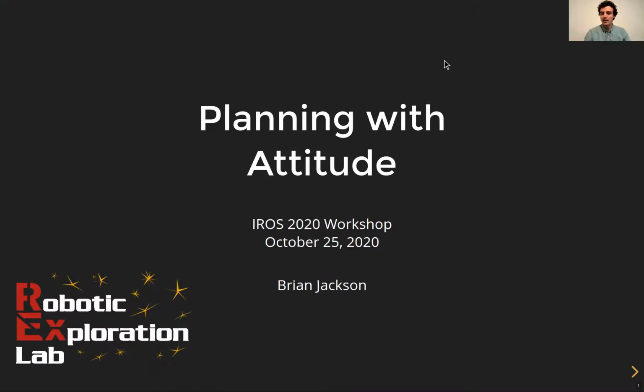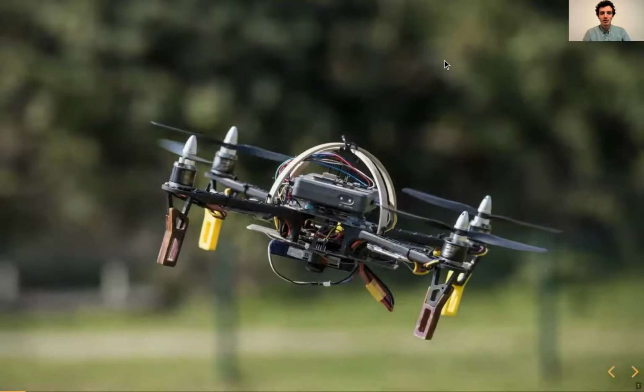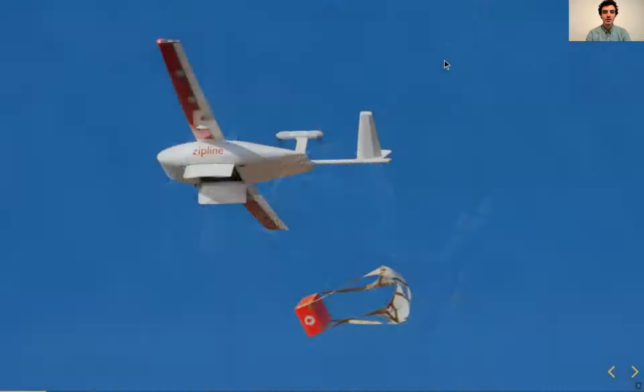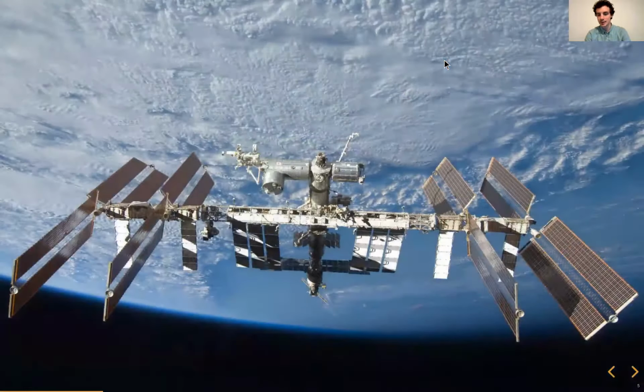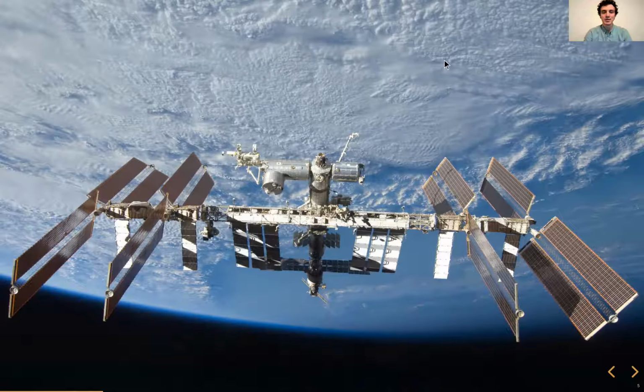Today I'll be talking about planning with attitude. A lot of the robotic systems that we know and are familiar with move and operate freely within three-dimensional space. These could be quadrotors, airplanes, underwater vehicles, or space systems. One of the principal challenges in dealing with any of these robotic systems, especially when we're trying to generate optimal motion plans, is dealing with the group structure of 3D rotations.